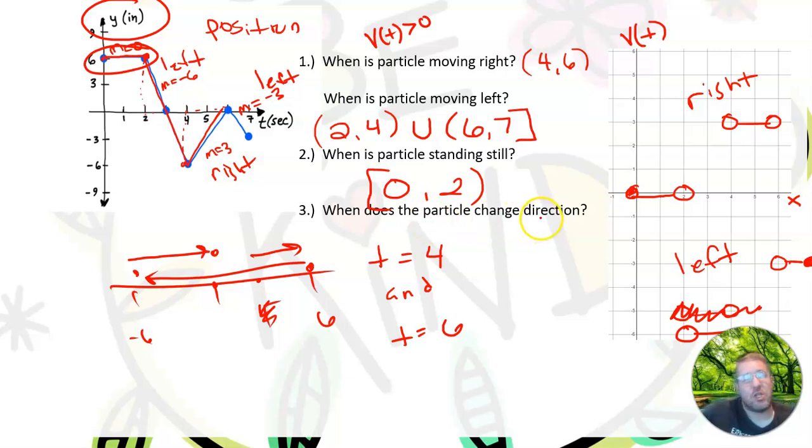When does the particle change direction? It changes direction right here, where it goes from going down to going up. It changes right here, going from up to down. So that's an answer. And this isn't a change of direction because it wasn't going left or right at all. So it looks like it's just these two, just at time 4 seconds and 6 seconds.